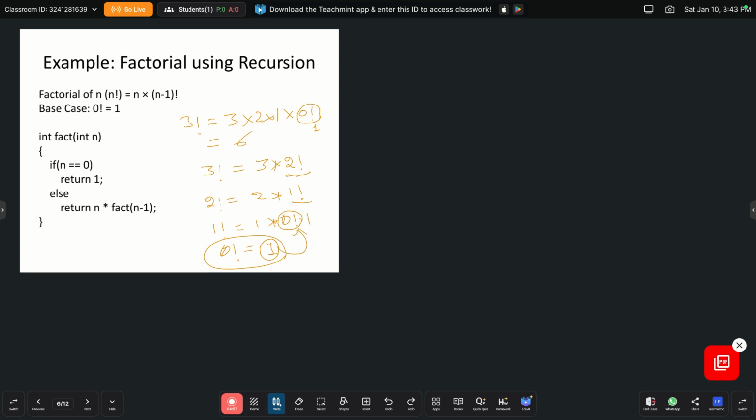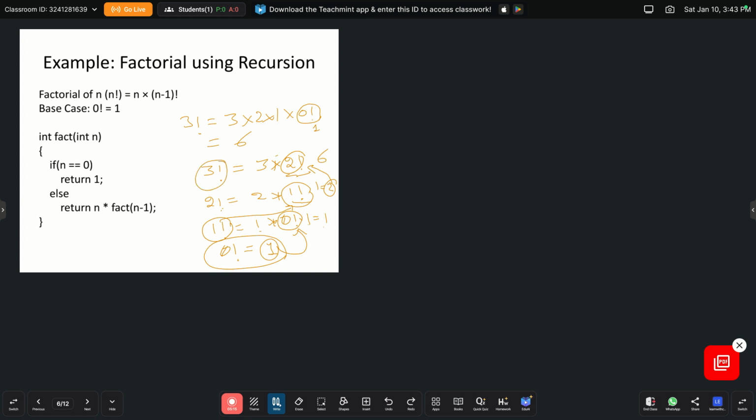Then it is going to be replaced by 1. 1 into 1 equal to 1. That is the answer of 1 factorial, it is going to be replaced here. Then 2 into 1, that equal to 2. That is the 2 factorial value, it is going to be replaced here. Then 3 into 2 is 6, the answer of 3 factorial.